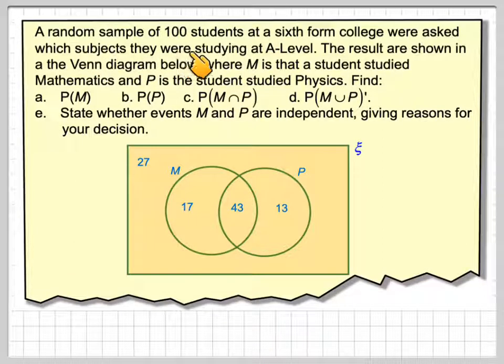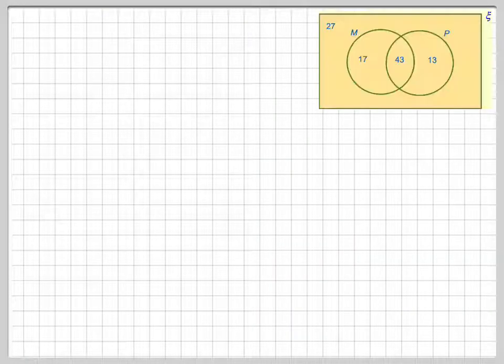A random sample of 100 students at a sixth form college were asked which subjects they were studying at A-level. The results are shown in a Venn diagram below, where M is a student who studied mathematics and P is a student who studied physics. Find the probability of M, the probability of P, the probability of M intersection P, the probability of M union P but not it, and state whether the events M and P are independent, giving reasons for your decision. Okay, so here we have the Venn diagram.